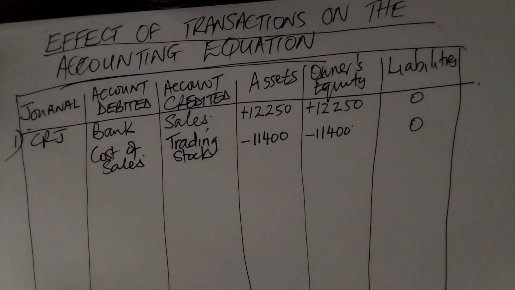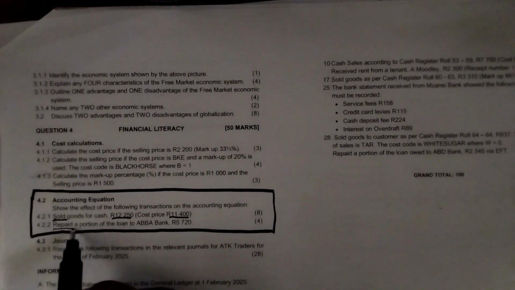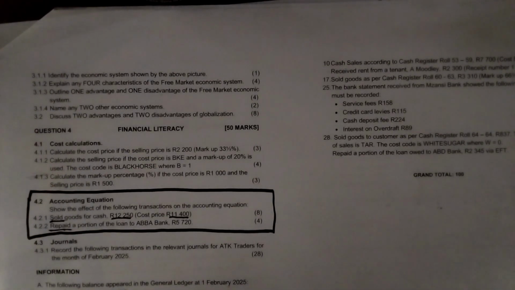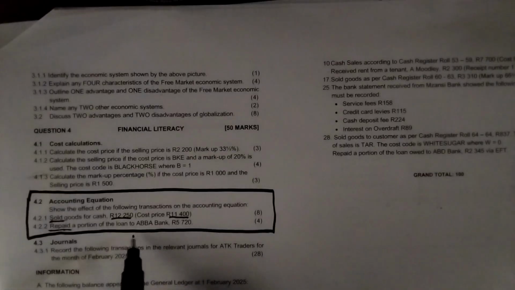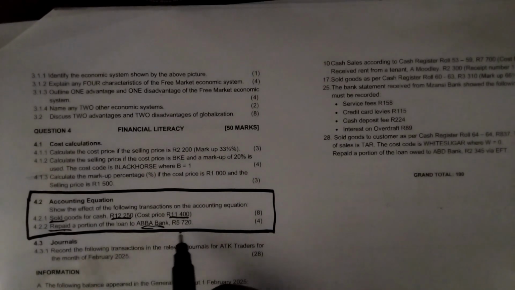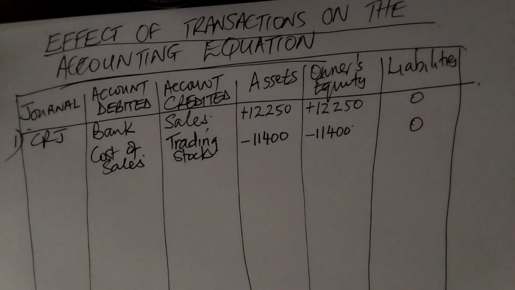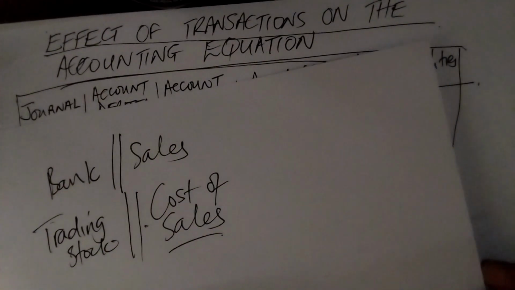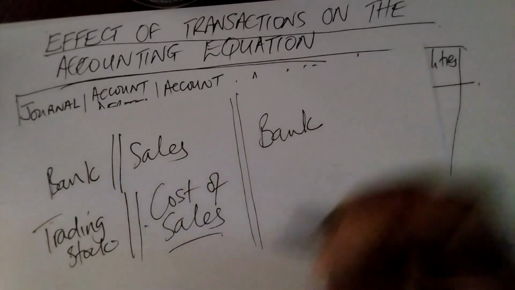Now, the last transaction in this video is going to be the second one. It says repaid a portion of the loan. Repaid, right? When you pay, you're no longer using the CRJ, you're using the CPJ. So you repaid a portion of the loan to ABA Bank, which was 5,720. So what you do, firstly, you are repaying. So when you repay a loan, the bank is obviously involved.